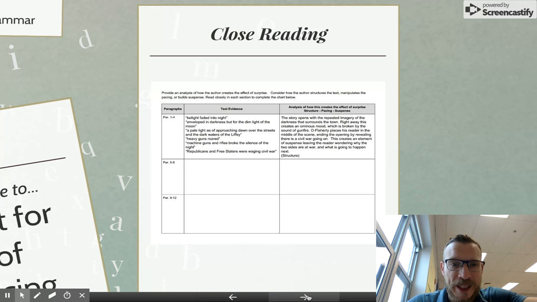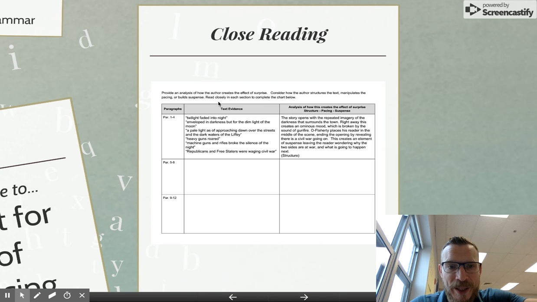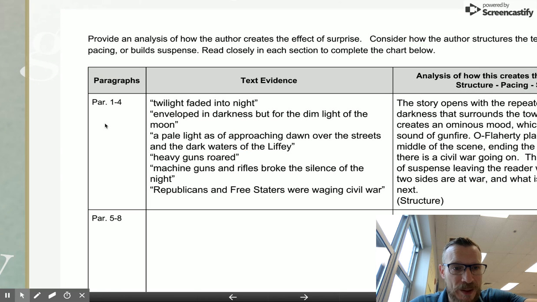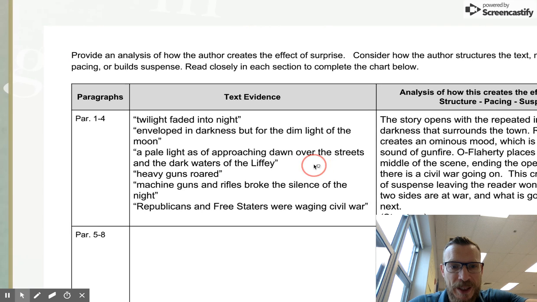All right, close reading. So you are going to go through and have this form. Everyone has a copy of this form. Basically, it's a graphic organizer that helps you analyze and organize your text evidence. It asks you to consider how the author structures the text, manipulates pacing, or builds suspense. Read closely in each section to complete the chart below. So I outlined which paragraphs you should look at. So you're chunking the text. Let me walk you through what this looks like in the beginning here.